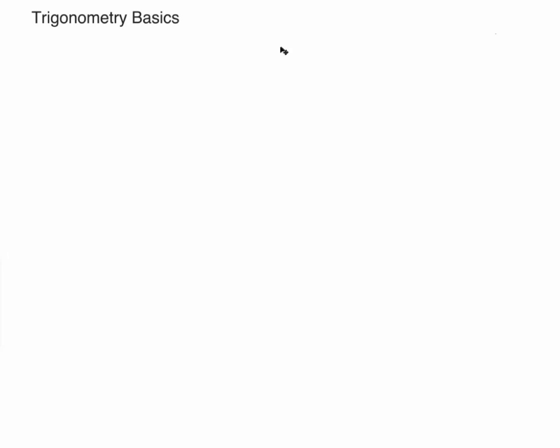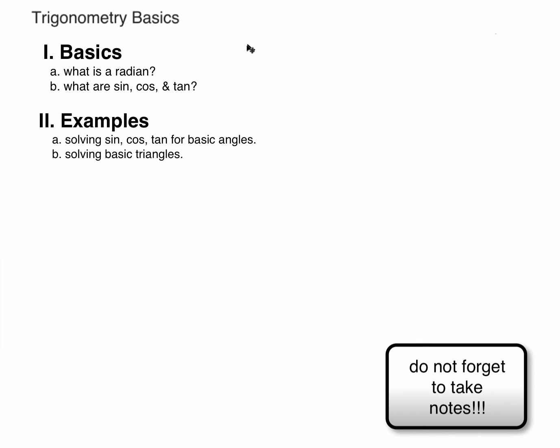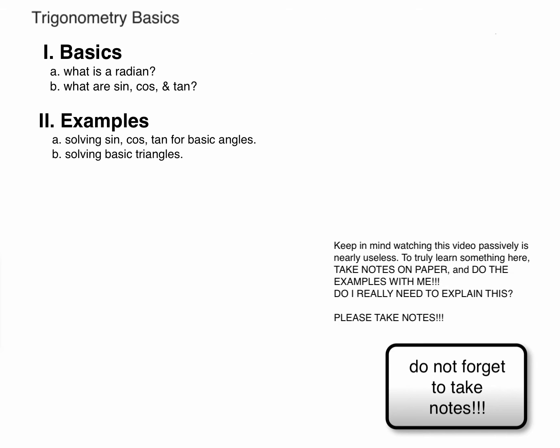This video is going to be broken down into two parts, after which I will add some more sections. The first section is going to be the basics, which is going to explain what is a radian, what are sine, cosine, and tangent. The next video is going to explain how we can solve sine, cosine, and tangent for some basic angles, and then we're going to solve some basic triangles with that knowledge. Once we're done with that, we'll move on to a little more advanced stuff, but in the meantime, let's get started. So, right off, what is a radian?